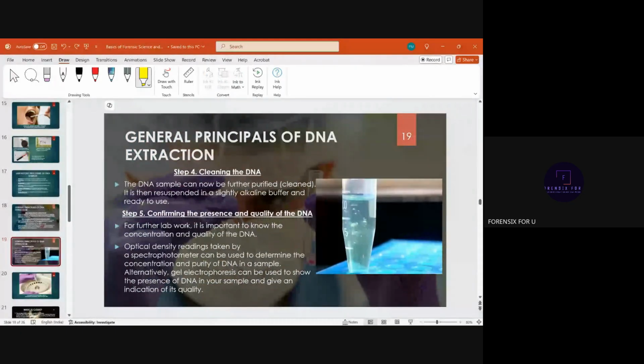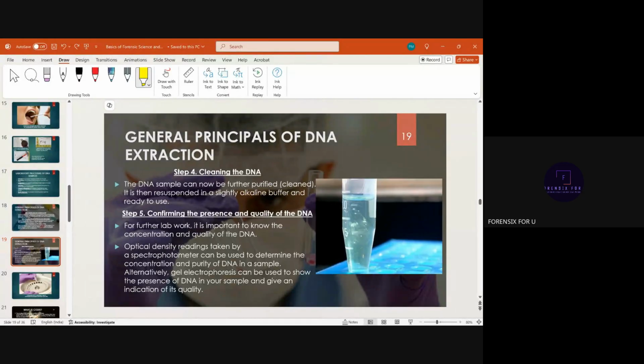Next is cleaning. We need to clean the DNA completely so that no error is obtained during the PCR process. It is purified again using a very slightly alkaline buffer. We use a buffer and we centrifuge it, or we use a vortex shaker to slightly mix the DNA in this buffer so that all the remaining impurities that are there in the DNA are removed.